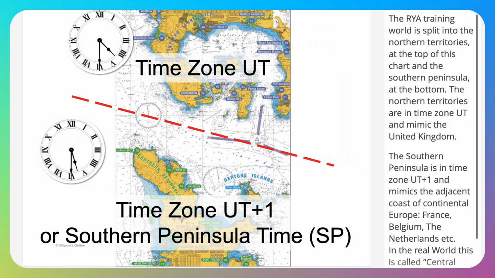The RYA training world is split into the Northern Territories at the top of this chart and the Southern Peninsula at the bottom. The Northern Territories are in time zone UT and mimic the United Kingdom. The Southern Peninsula is in time zone UT plus 1 and mimics the adjacent coast of continental Europe, France, Belgium, the Netherlands, etc. In the real world, this is called Central European Time, or CET, but the RYA refer to it as Southern Peninsula Time, or simply SP.